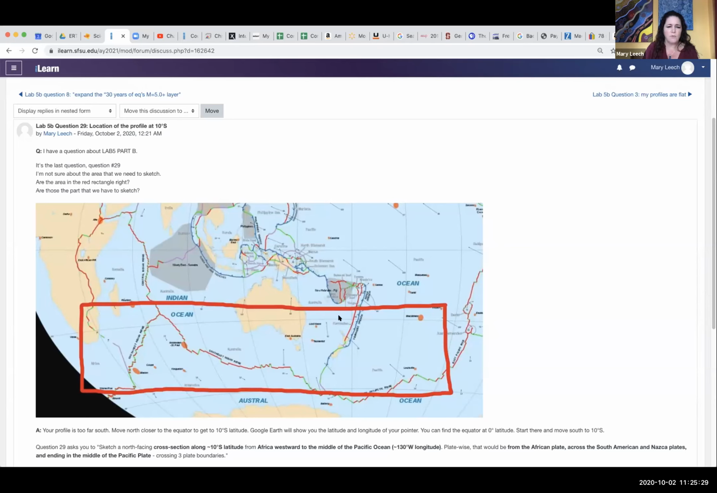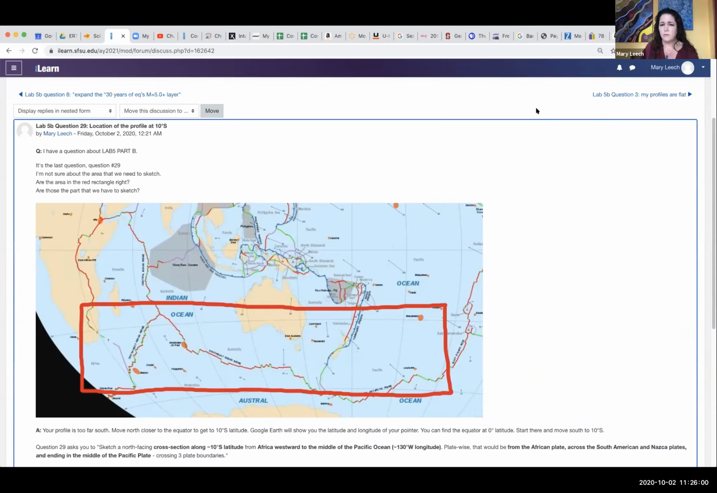It's too far south. And this profile goes the wrong direction from Africa. This is going from the African continent across the Indian Ocean, Australia, and into the Pacific. You want to go the other direction. So you're going to be creating a profile that starts in Africa, goes west and crosses the Atlantic, crosses South America, and goes into the middle of the Pacific. Okay. So I can show you that also.